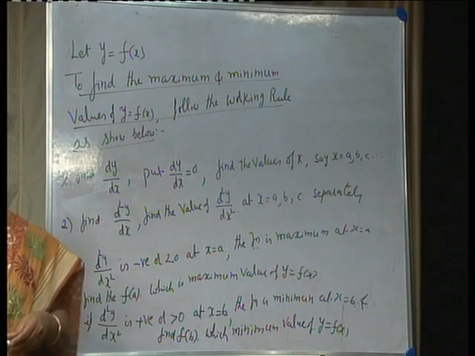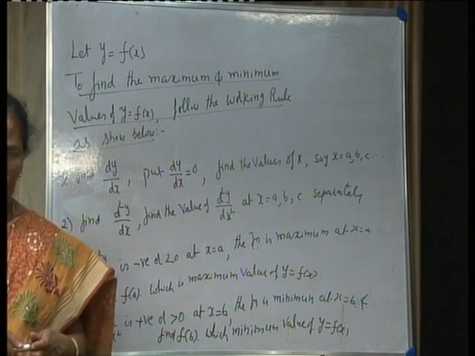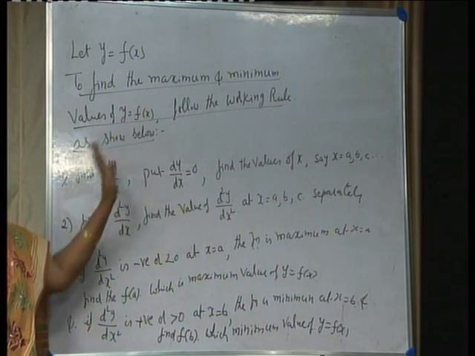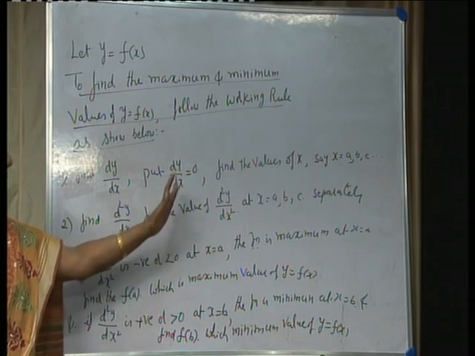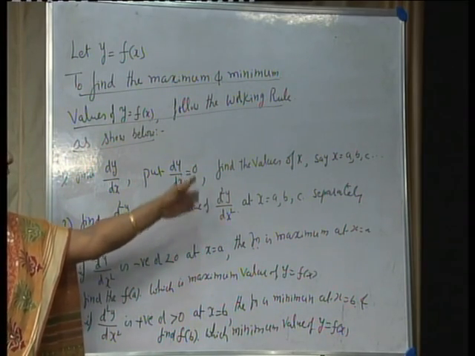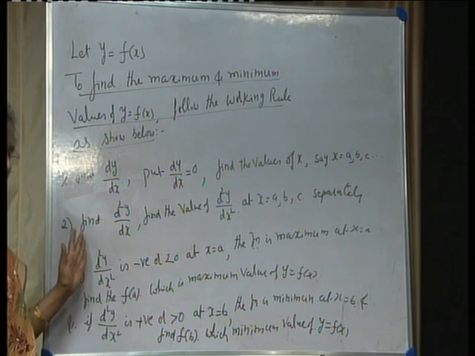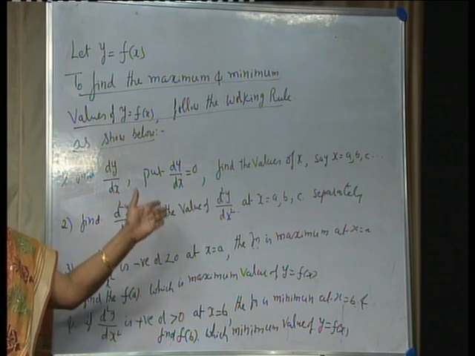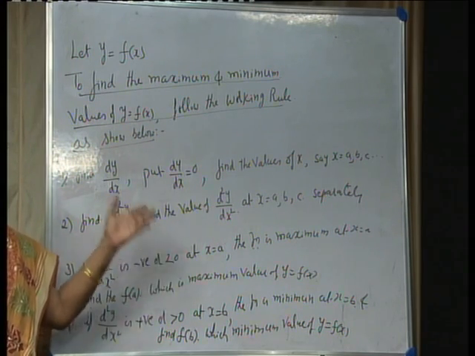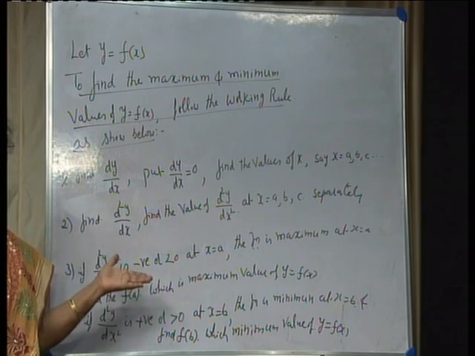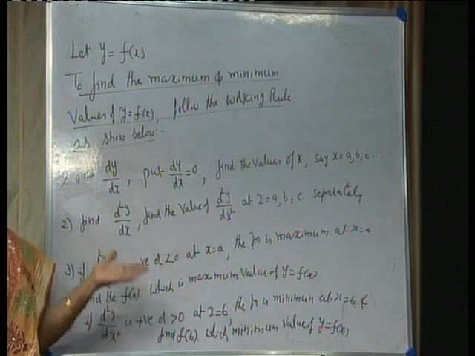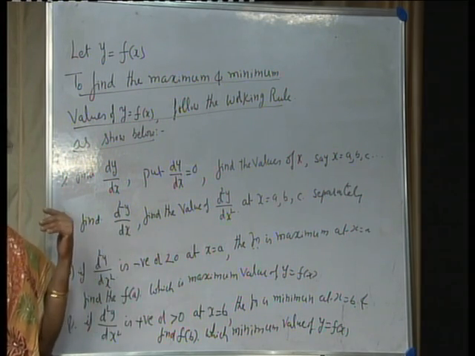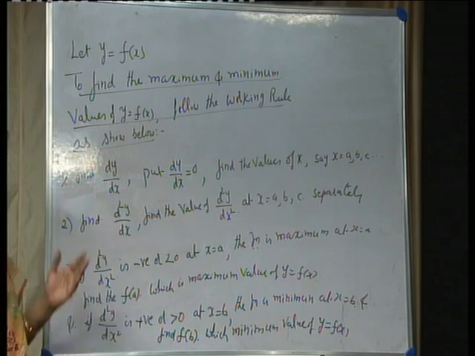So, these 3 steps you have to follow to find the maximum and minimum value of the function. First, you have to find dy by dx, put dy by dx equal to 0, and find the values of x. The second step, find the second derivative and substitute the values of x in the second derivative. If we get a negative value, less than 0, at that point the function is maximum. Find the value of y at that point, that is the maximum value of y.